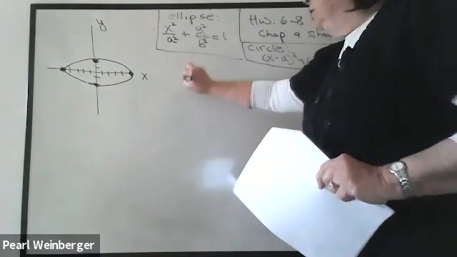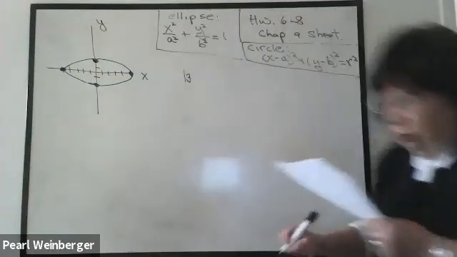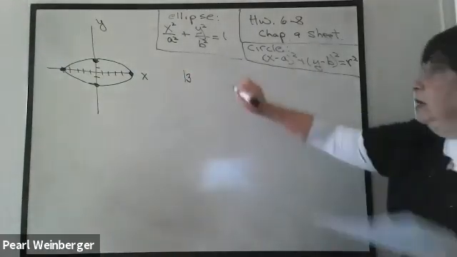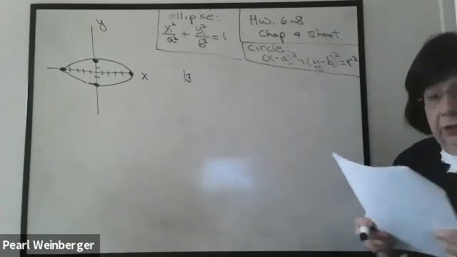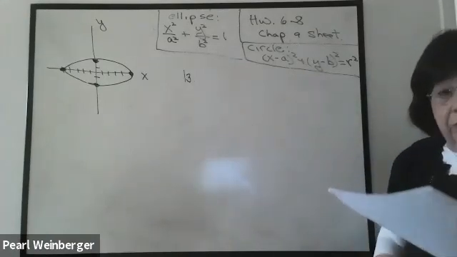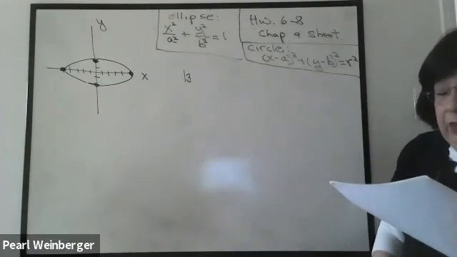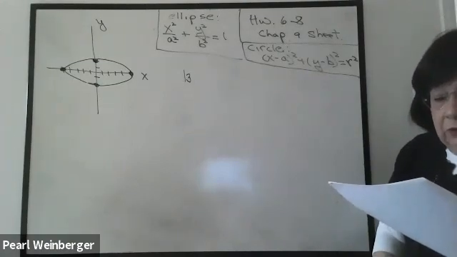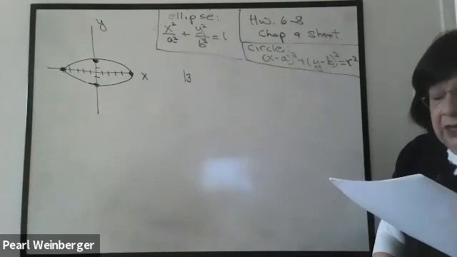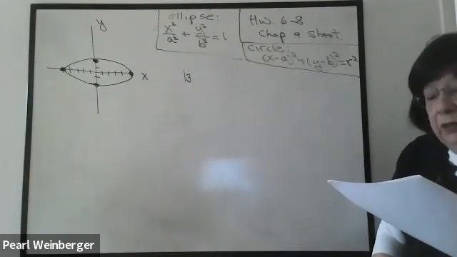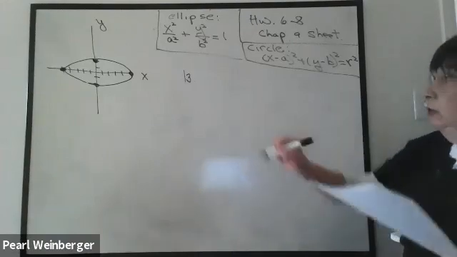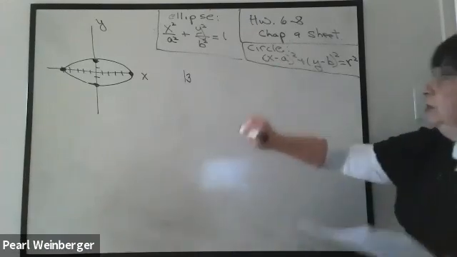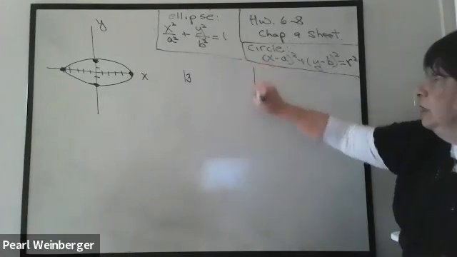In number 13, we're told that the major axis is 10 and lies along the x-axis, and the minor axis is 8 and lies along the y-axis, and they want the equation of the ellipse. So let's just draw it, and then we'll be able to figure out the equation.